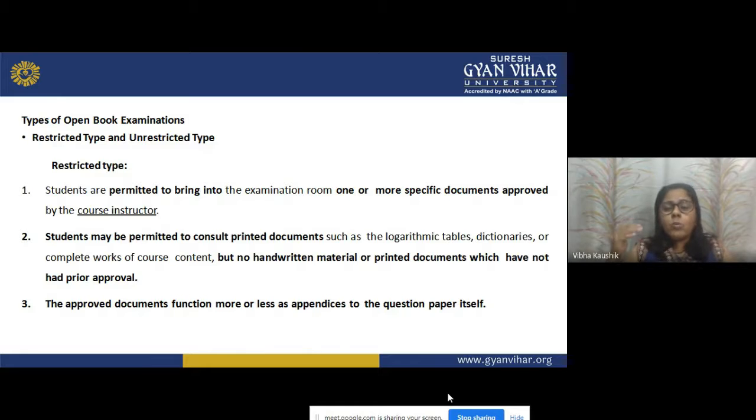Means you are allowed to take specific material, but that material should be approved by the course instructor, but no handwritten material. You cannot take any handwritten material into the examination hall, or printed documents which have not had prior approval. Now, what is meant is that you can take the printed documents along with you, but you cannot take those printed materials which have not been approved beforehand by the course instructor. The approved documents function more or less as an appendix to the question paper itself.